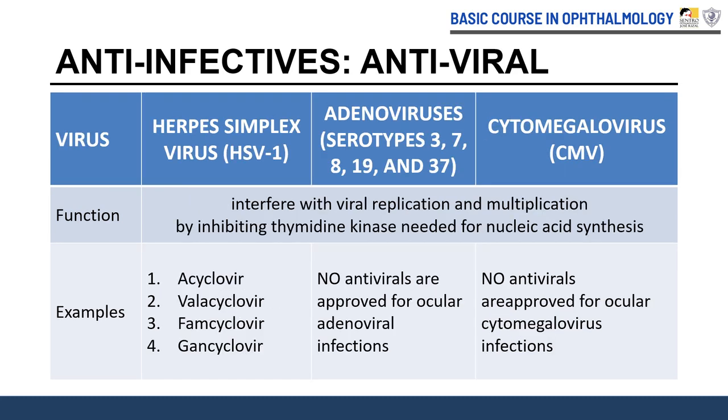There are 3 viruses that can cause ocular disease: herpes simplex virus, adenovirus, and cytomegalovirus. Of these 3, only herpes simplex virus has antivirals that are approved for ocular use. Acyclovir, valacyclovir, famciclovir, and ganciclovir interfere with viral replication and multiplication by inhibiting thymidine kinase needed for nucleic acid synthesis.